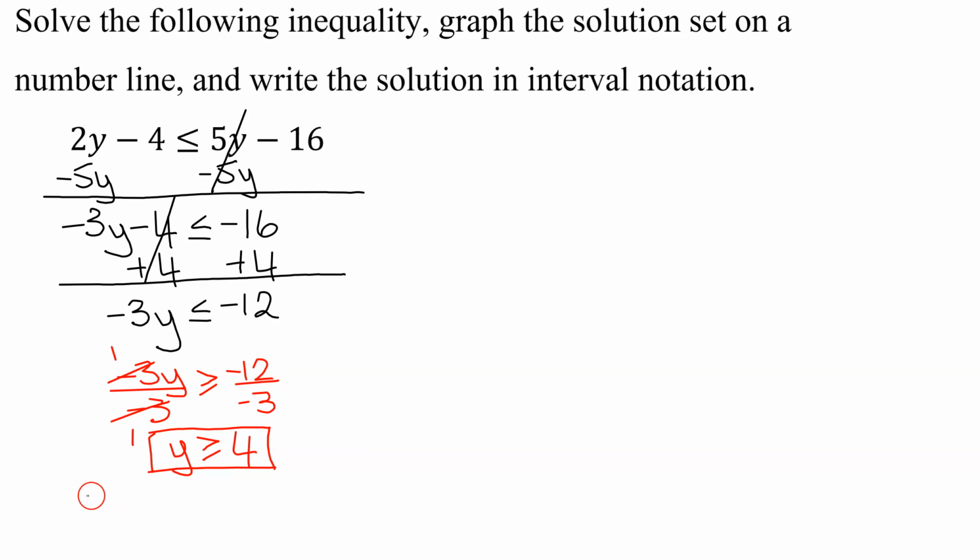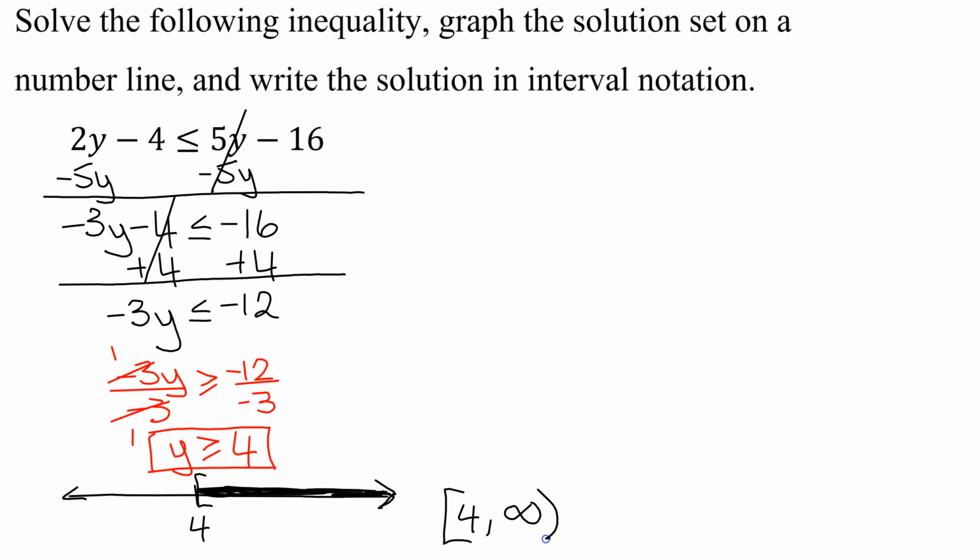Now I need to graph it. So here's 4. Greater than 4 means shade everything to the right. And then you put an arrow pointing to positive infinity. And on the 4, since it's greater than or equal to, we include the endpoint, so it's a square bracket on the 4. So there's my graph, and my interval notation will look like square bracket 4, comma, infinity. Since you can't close in infinity, it always has to have a parenthesis on it. So now I've solved my problem.